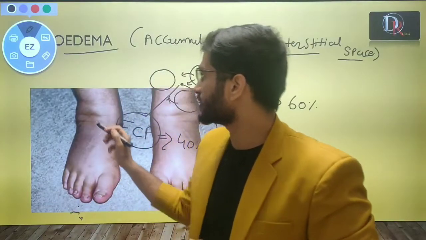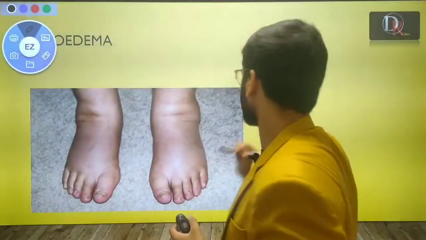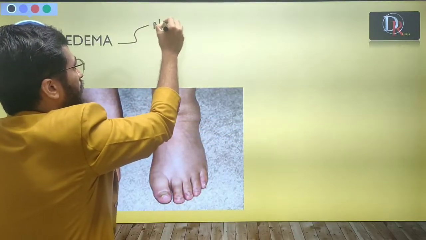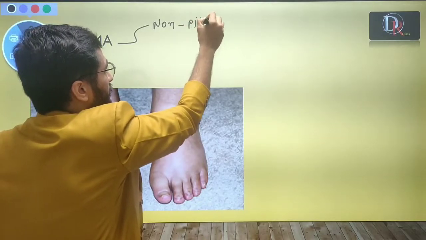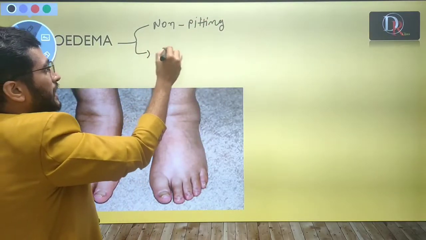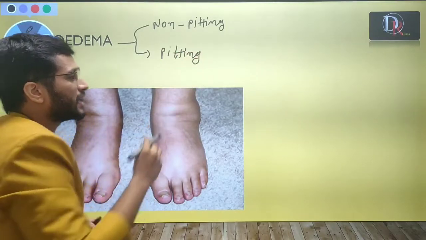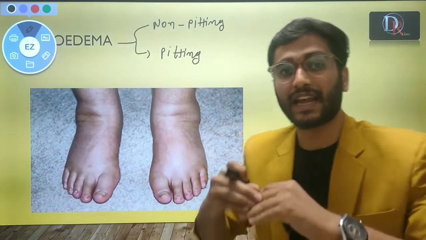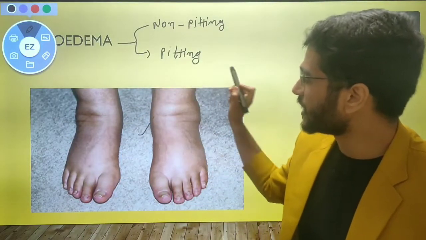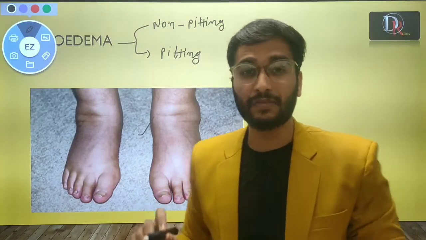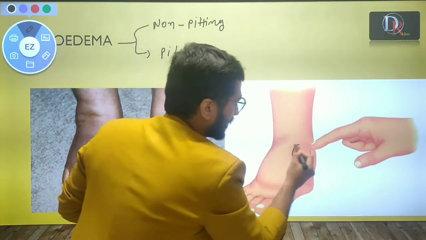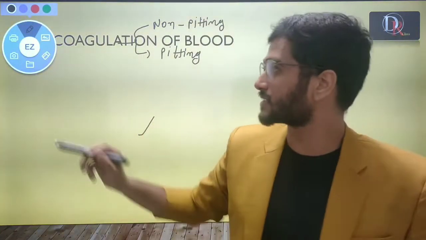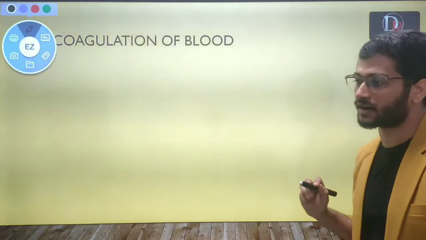Let's look at a figure. Okay, so this one is the edematous condition. Now edema has two types. The first one is non-pitting edema and the second one is pitting edema. Basically, non-pitting edemas are those where after pitting, the surface gets back to normal. But if the pit still remains, that kind of situation is known as pitting edema.